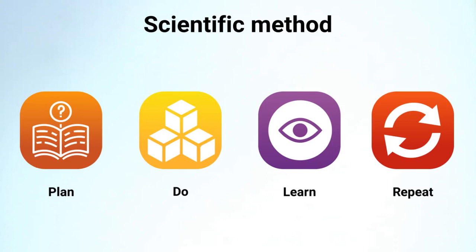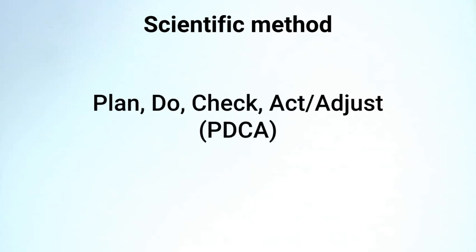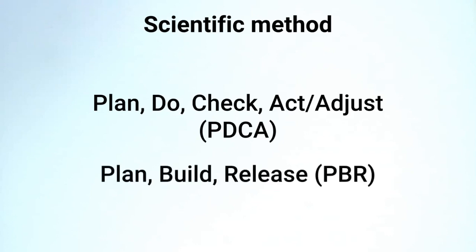Let's go through some examples of concepts that are basically derivatives of the scientific method. Plan, do, check, act, or plan, do, check, adjust, is a concept used to improve business processes. These steps are basically the same as the scientific method. Plan, build, release can be thought of as the steps involved in software development. If you realize that the scientific method is the parent of all these approaches, you can see that there are many seemingly different explanations of basically the same ideas.